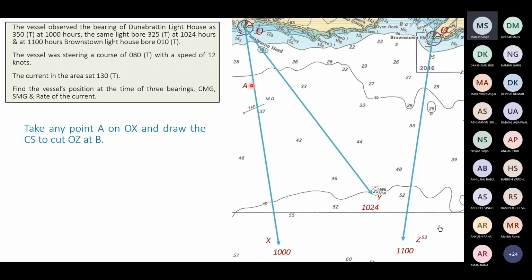This point can be taken at any location, any position, but it should be on the first bearing line OX. So any point on OX. In our case, we have taken this point A here. Now from this point A, I will plot my course steered. The course steered is given to me. The vessel is steering a course of 080. So from point A, I draw my course steered.